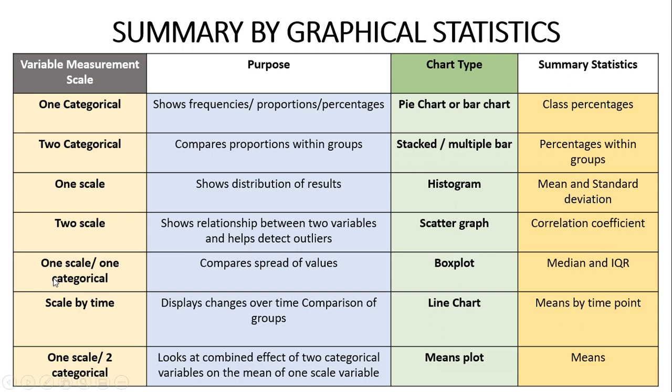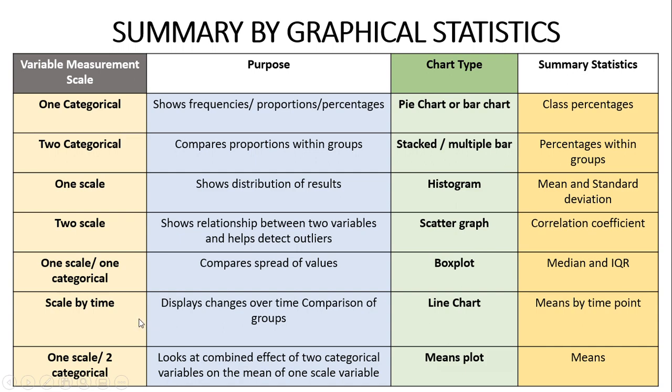Further, if you have one scale variable and one categorical, or you can say ordinal variable, and your purpose is to compare the spread of values, then you should use a box plot as a chart. And for summary statistics, you can use median and interquartile range.